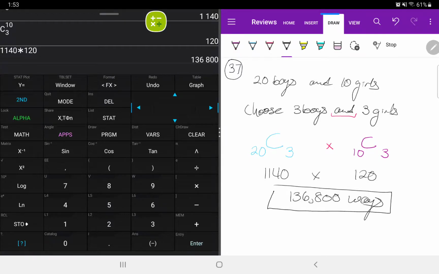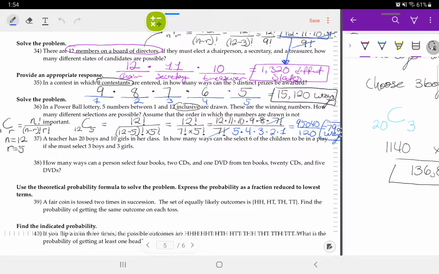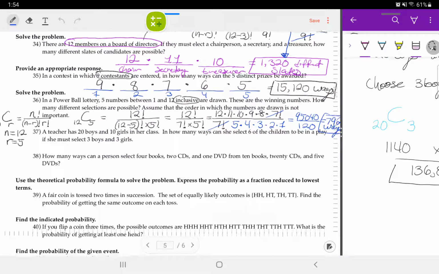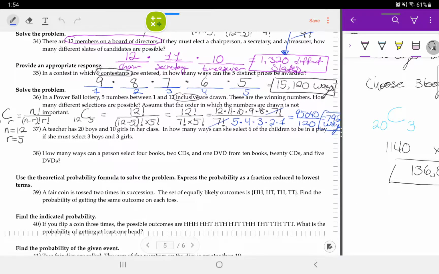So I hope number 36 made sense so far and number 37 makes sense. We're now going to calculate question number 38. Number 38 says, in how many ways can a person select 4 books, 2 CDs, and 1 DVD from 10 books, 20 CDs, and 5 DVDs.